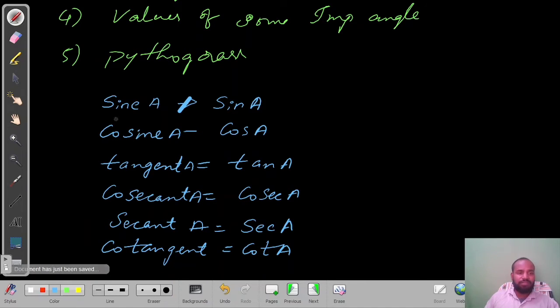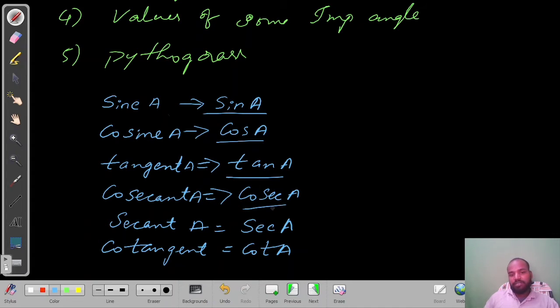These are the short forms which we use regularly in our problems. Sine A, we simply write sin A, and cosine we simply write cos A. Tangent we simply write tan A. Cosecant, we write cosec A. Secant, we write sec A. Cotangent, we write cot A. So these are the six: one, two, three, four, five, six.